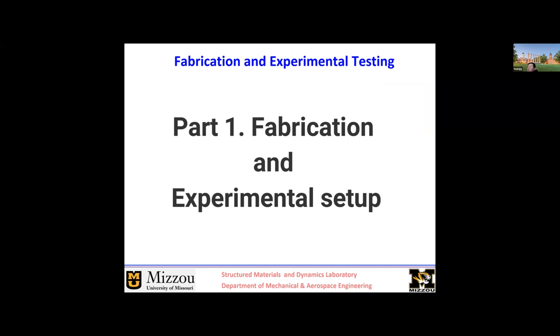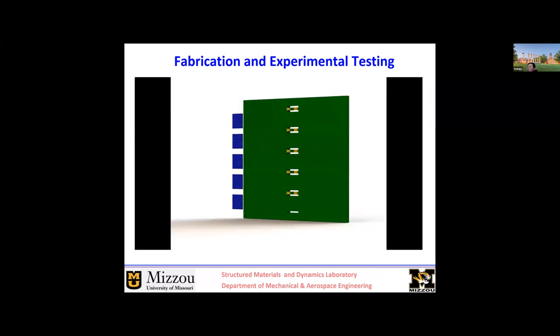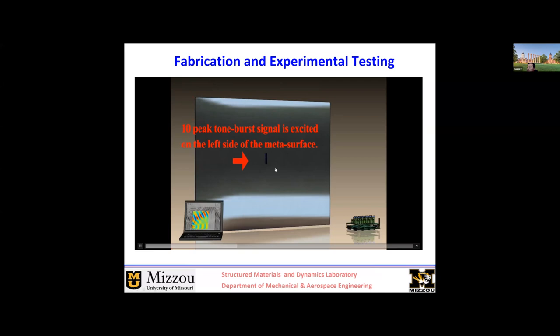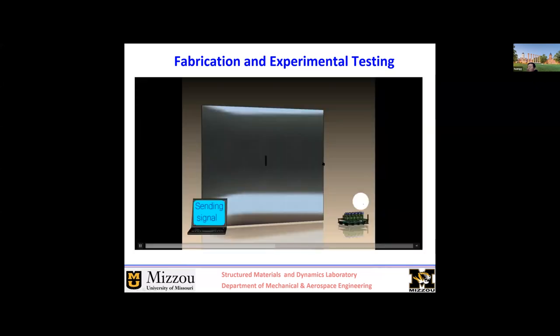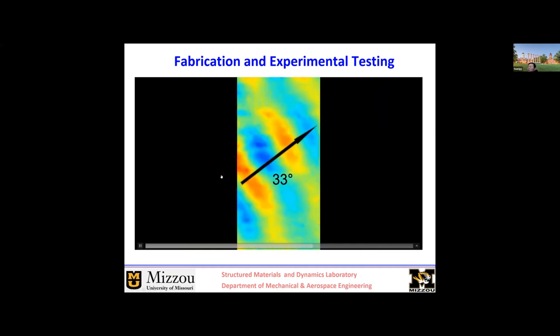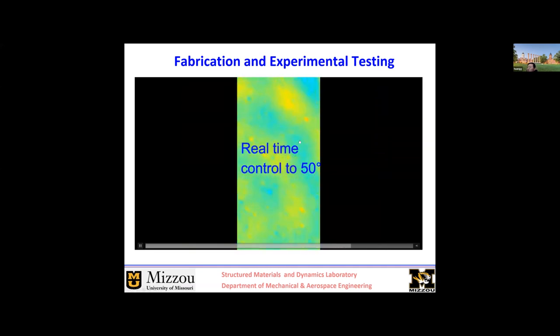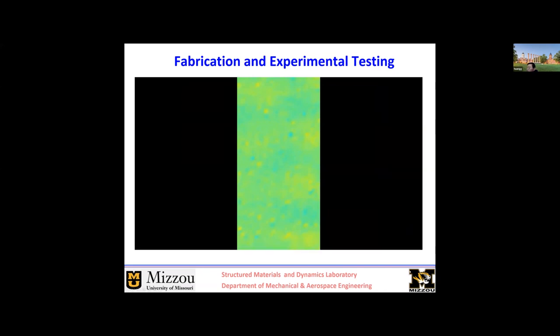Then how can we fabricate this material and do the experimental testing? Basically, you cut this slit to decouple actuation and sensing, and bond these two sensors and one actuator, which are connected to a microcontroller. If you send in a tone burst signal here, we can manipulate the phase of this metal surface. For example, if you manipulate the phase at different slopes, the transmitted wave field goes to 33 degrees. Then in real time, you can control it to 50 degrees, and you can go to even higher angles. I believe this should show 75 degrees, I'm not sure, it doesn't matter. We will show it in the next slide.